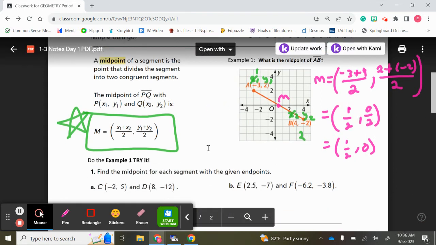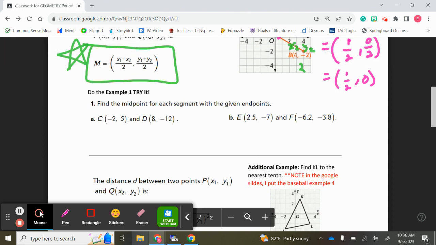Okay. So now what I want you guys to do is find the midpoint for each segment with the given endpoints. All right. Who wants to see one more example before I let you guys do it? Which one do we want to do, A or B? Doesn't matter to me. B? Everyone okay with that? Show hands for B. All right. Take out your calculators, though. We're going to need those.